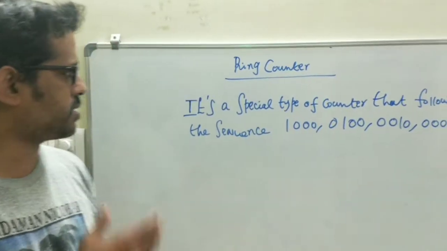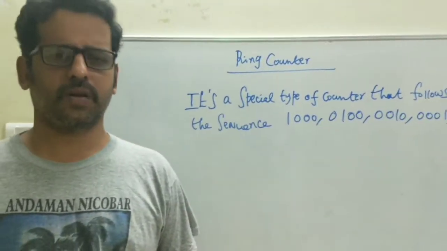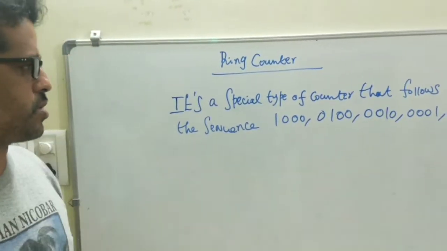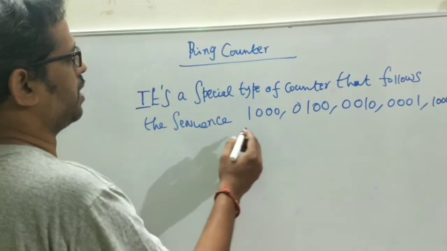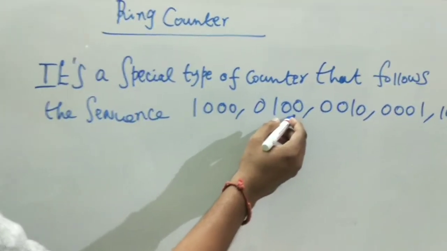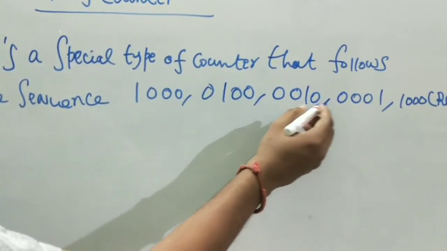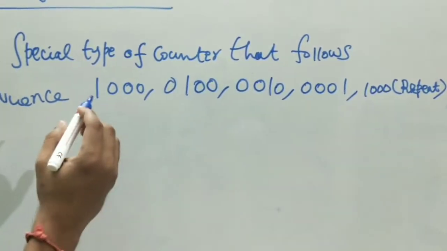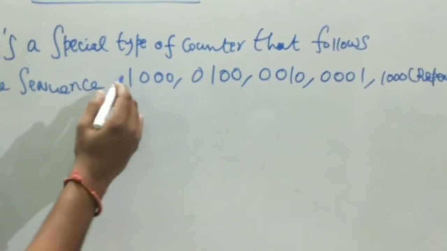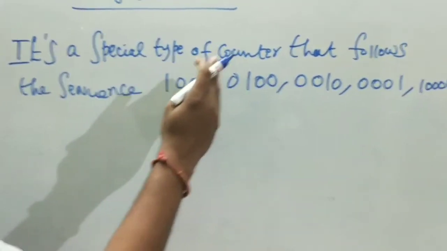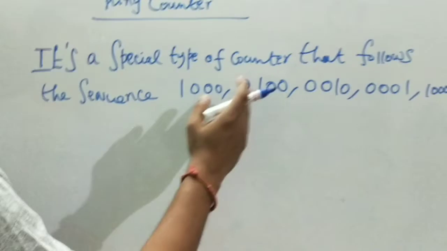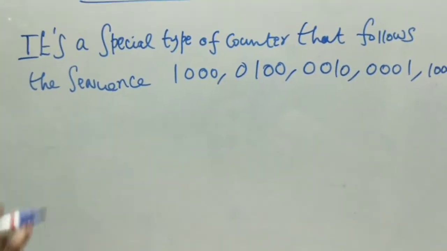Today we are going to discuss a ring counter. A ring counter is a special type of counter that follows this sequence: 1000, 0100, 0010, 0001. You can understand the pattern of how it goes. Just one move towards the right position, that is, the one is being shifted towards the rightmost position. Okay, this is the sequence.